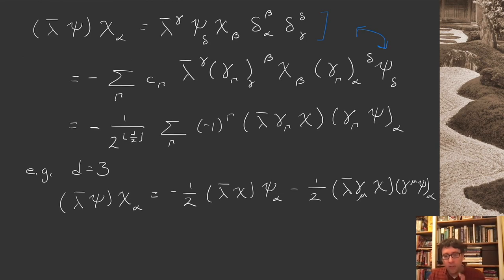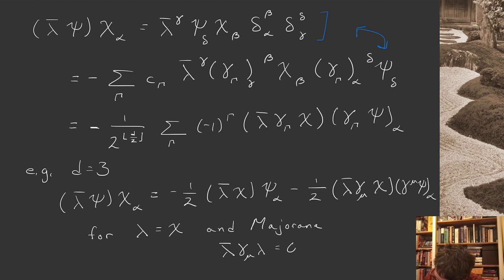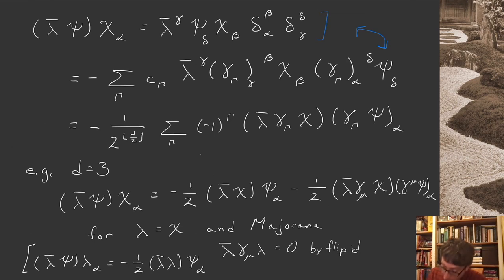And in fact, things are often even simpler for what we're going to do. We're often going to be worried about Majorana spinors, and sometimes some of these spinors are going to be the same. So, for example, if it happened that lambda was equal to chi, and these were also all Majorana spinors, then in this case, lambda gamma mu lambda would be 0 by one of these Majorana flip identities that I wrote before. And the only thing left here would be the first term. And so you'd find that lambda bar psi lambda alpha is minus a half lambda bar lambda psi alpha, in this further case, if they were Majorana and lambda is equal to chi.